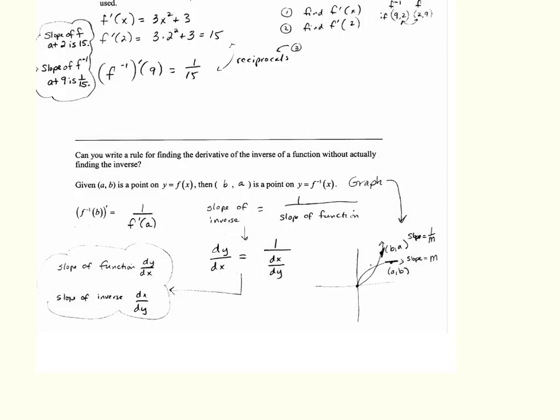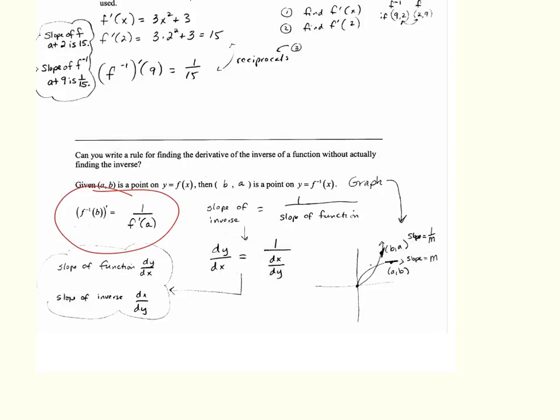Yeah, this is what we're looking at. That f inverse prime of the b value, which is the input for the f inverse and the output for f, is going to be the reciprocal of the slope evaluated at the input of a for f. So 1 over f prime of a is f inverse prime of b.